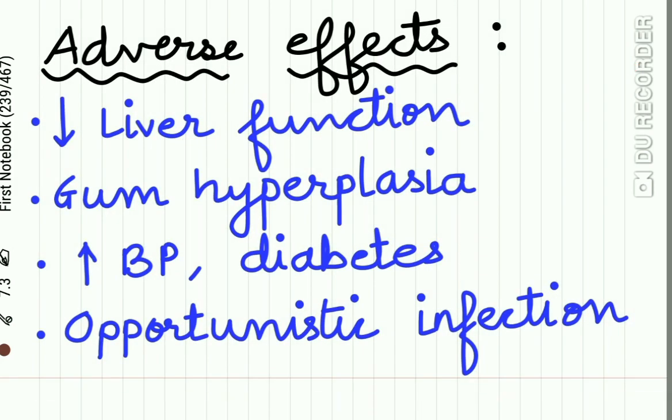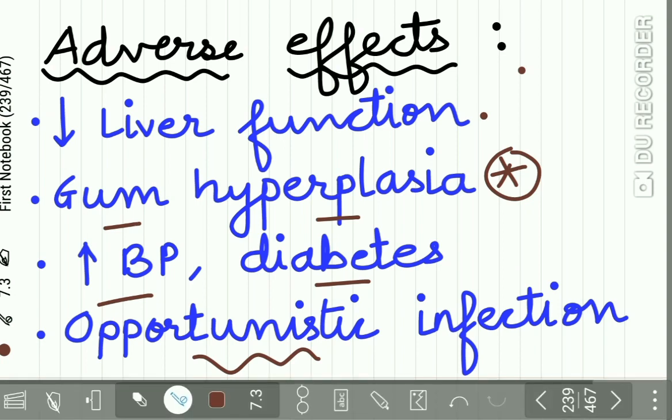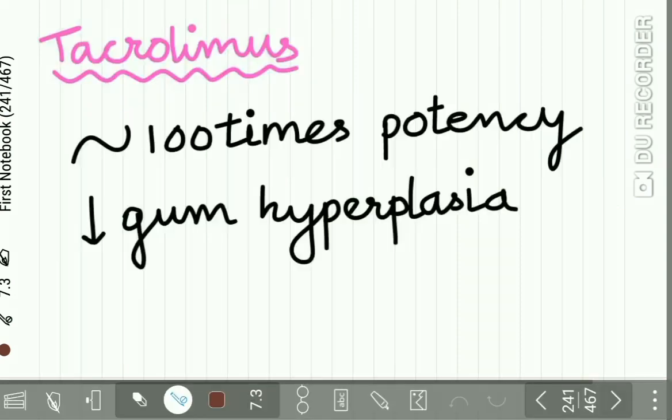The adverse effects of using cyclosporine are that it reduces the liver function and it causes hyperplasia of gums. So, this is a dental consideration while using cyclosporine. It results in increased blood pressure and diabetes in the patient, and use of cyclosporine also sets in opportunistic infections in the patient. Now, the uses of cyclosporine: it is the drug of choice to prevent graft rejection, and it is the second line drug used in autoimmune diseases.